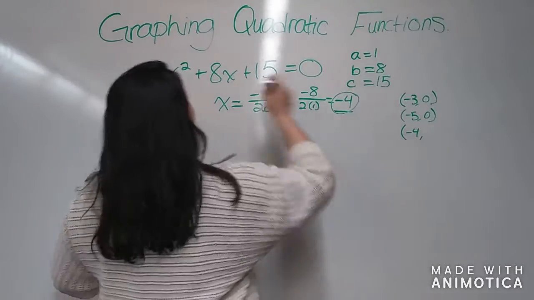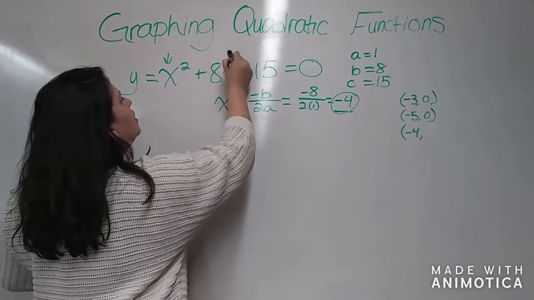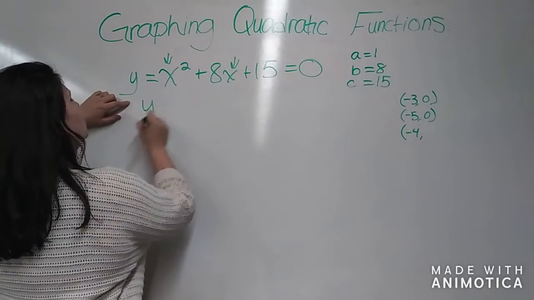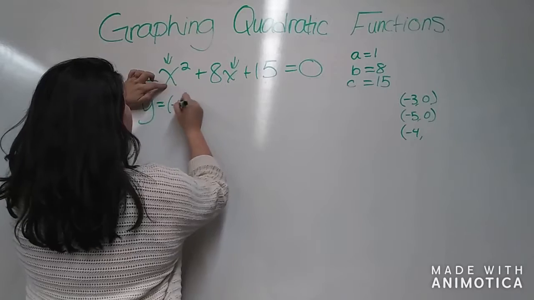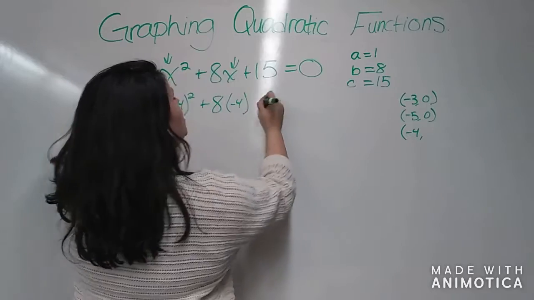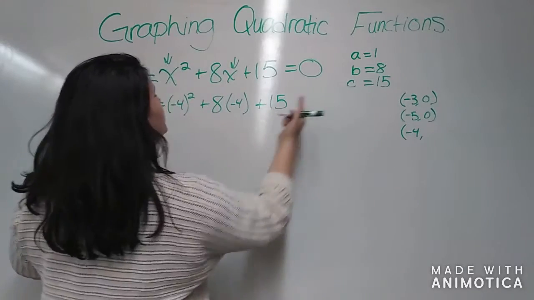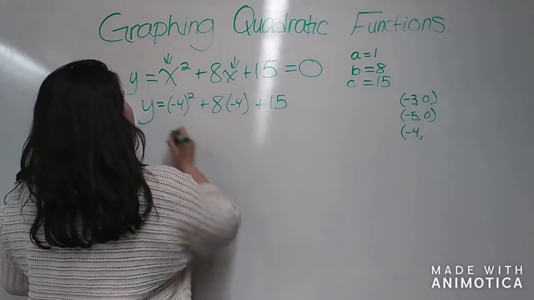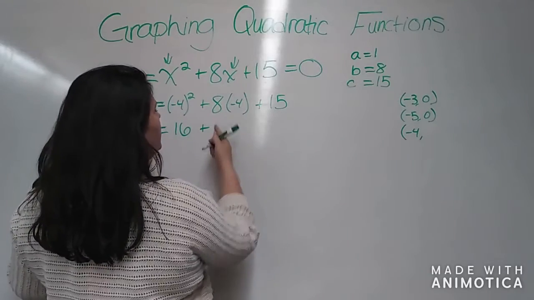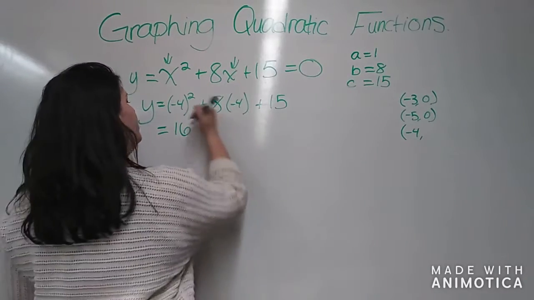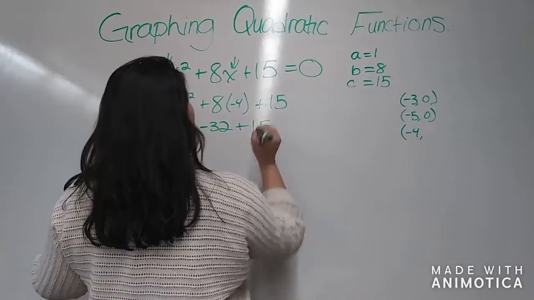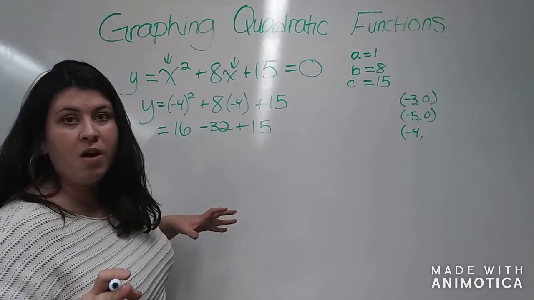So we can plug this negative 4 in right there and right there to solve for y. So here we go. y equals negative 4 squared plus 8 times negative 4 plus 15. Now, instead of equaling 0, this is going to equal y. Let's see, negative 4 squared is positive 16, plus 8 times negative 4, that's negative 32, minus 32 plus 15. Everybody with me so far?